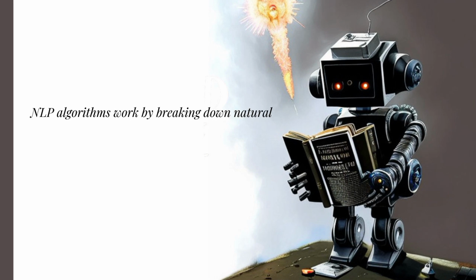NLP algorithms work by breaking down natural language data into smaller components, such as words, phrases, and sentences, and then using statistical models and machine learning algorithms to analyze and understand the meaning of those components. These algorithms can also be trained on large datasets of annotated or labeled text to improve their accuracy and performance.